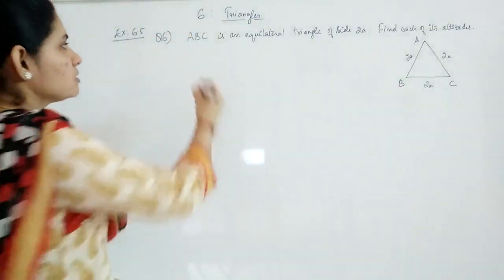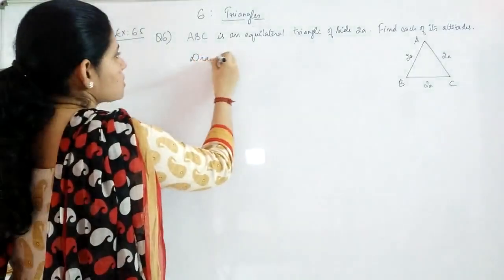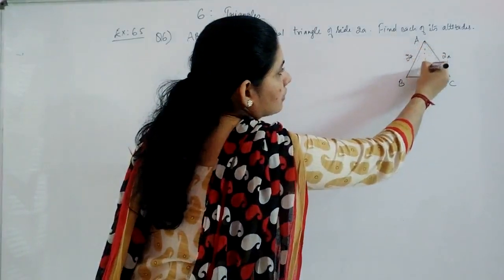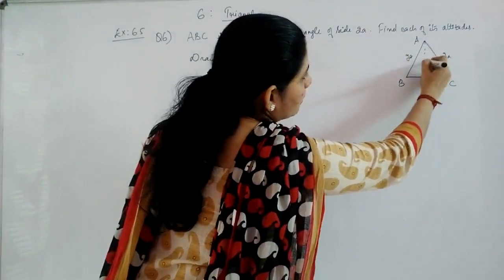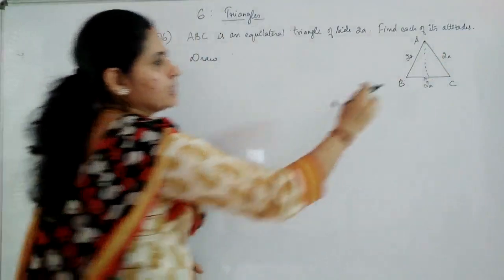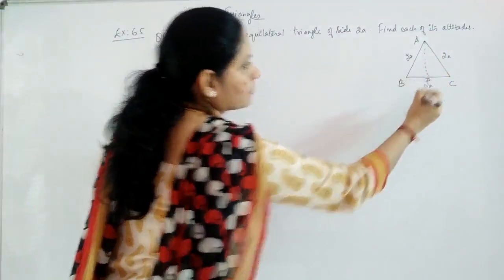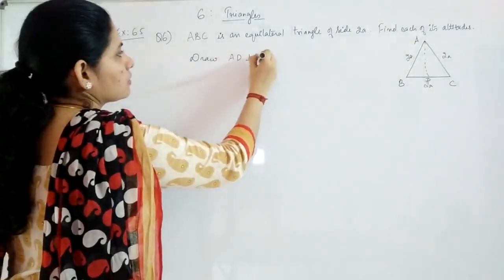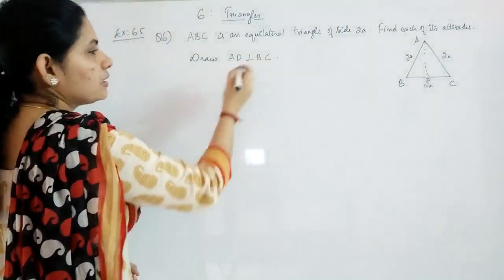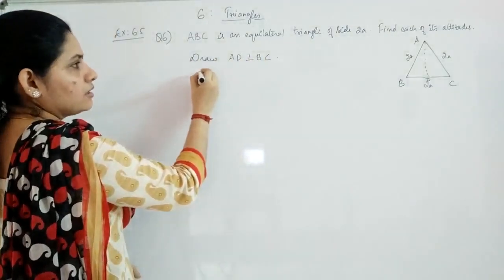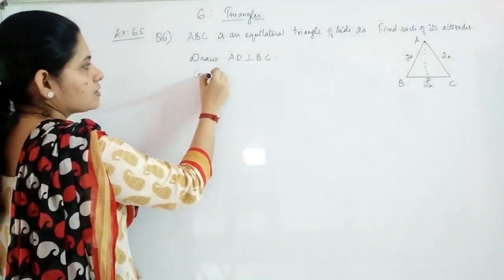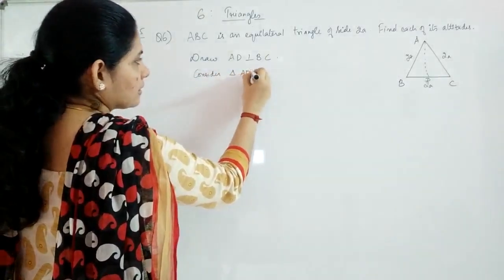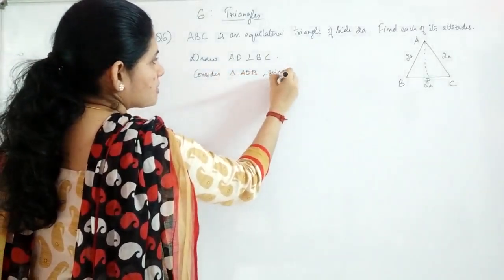Now what I am doing is drawing a perpendicular AD to BC. So you can see that you have got a right angled triangle. We are just considering the right angled triangle ABD, which is right angled at D.